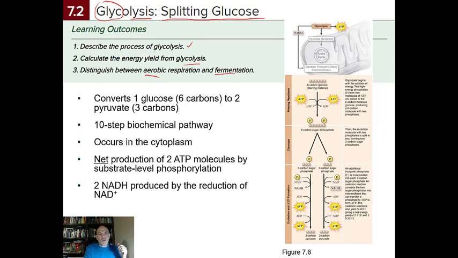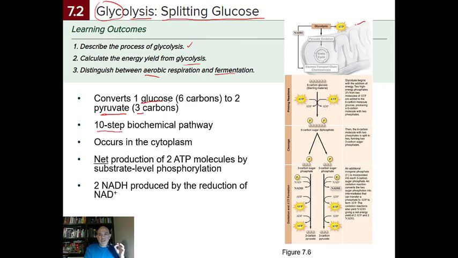Basically, it's going to convert one glucose molecule, which is 6 carbons, to 2 pyruvates. So pyruvate is a name you need to know. If we're going to split glucose, 6 carbons, in half, then you're going to have 2 molecules that are made of 3 carbons. It is a metabolic pathway. This process occurs within the cytoplasm, and it is described as 10 steps.